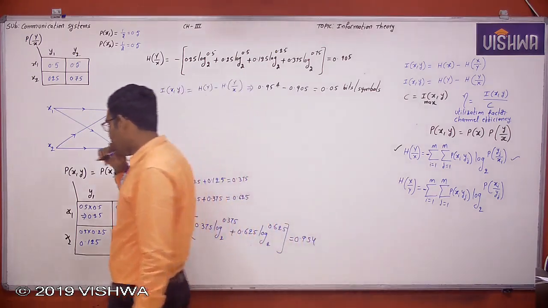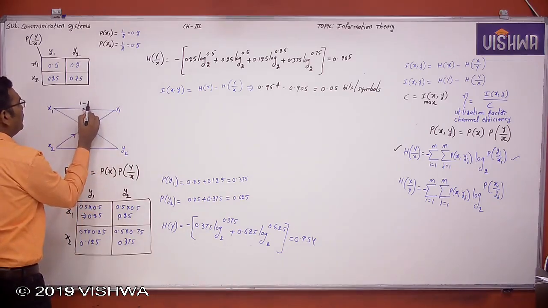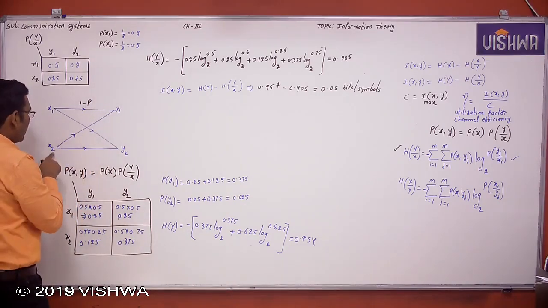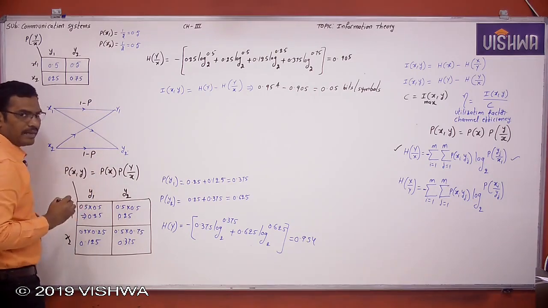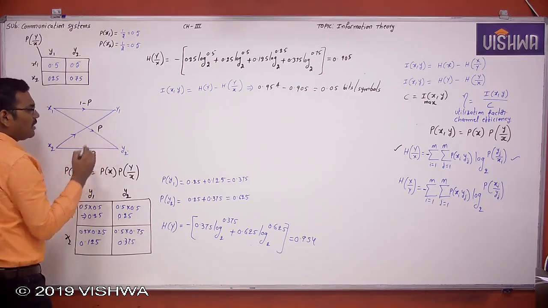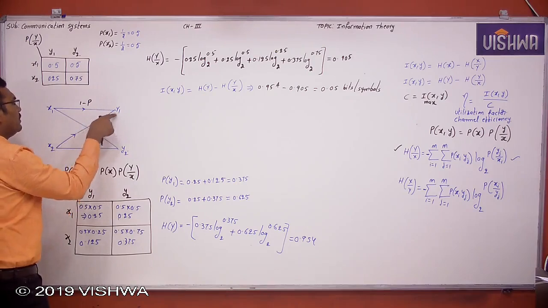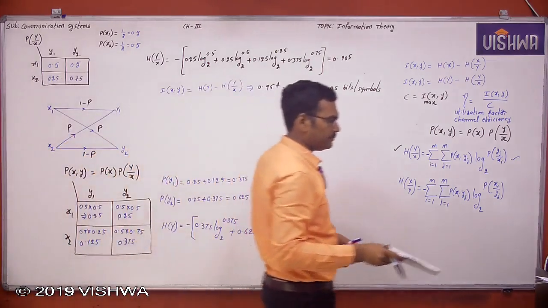Now when X1 is transmitted, Y1 is received with a probability of 1 minus p. When X2 is transmitted, Y2 is received with a probability of 1 minus p. When X1 is transmitted, Y2 is received with a probability of p. When X2 is transmitted, Y1 is received with a probability of p.